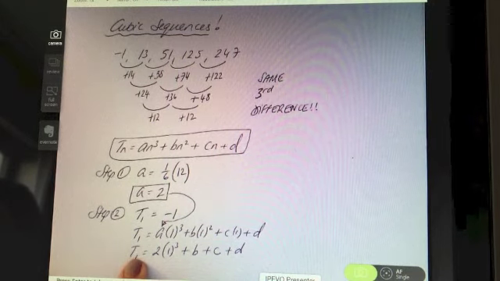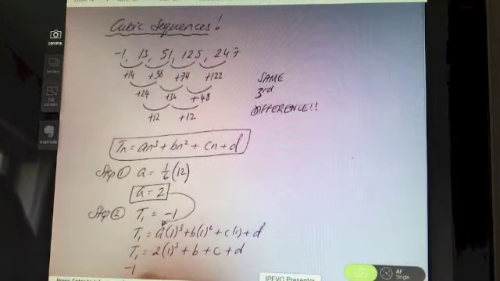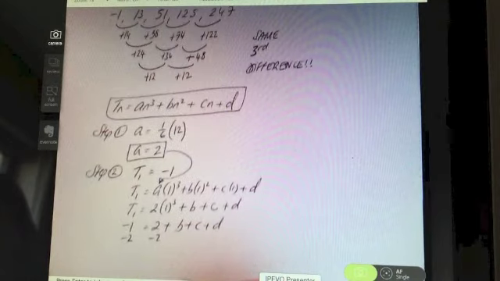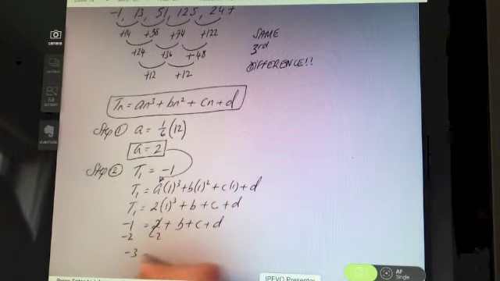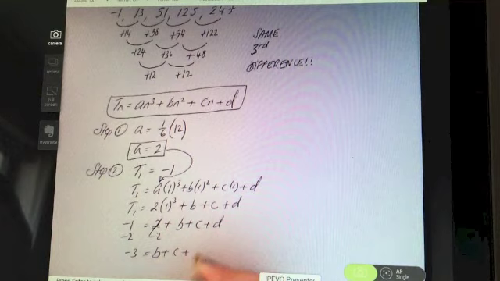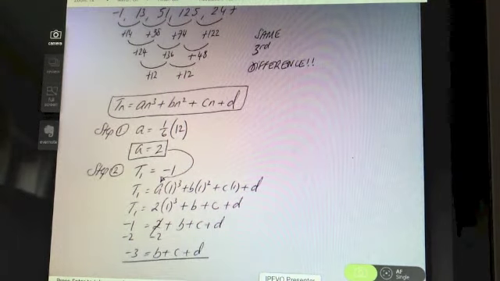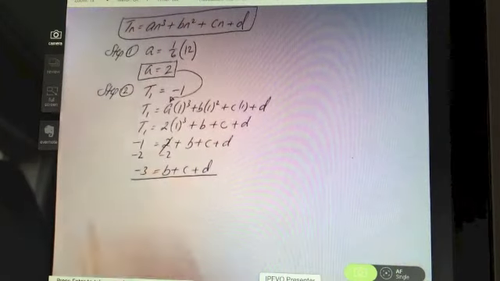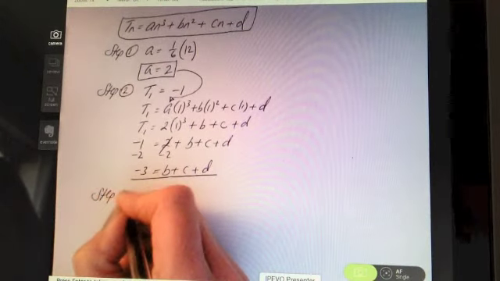And you know what the first term is. The first term is, of course, -1. Tidy up the number work. And I'm left with -3 is equal to b plus c plus d. Okay, and there's the first equation I have to work with. All right, step 3 now.